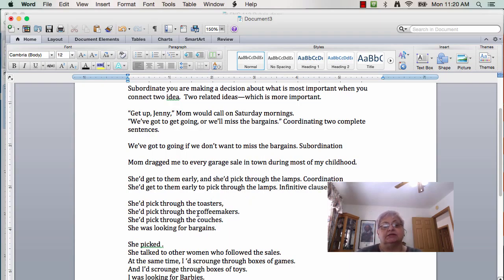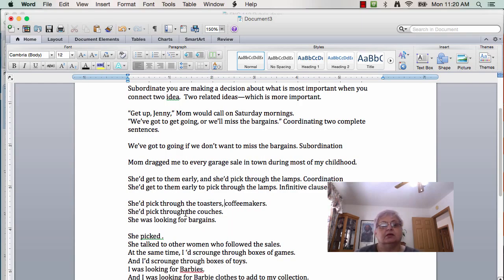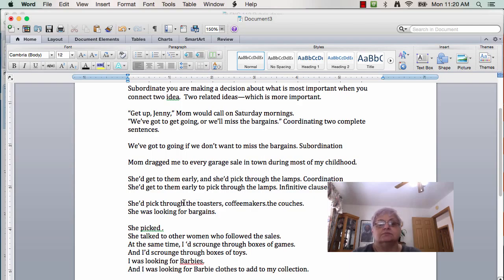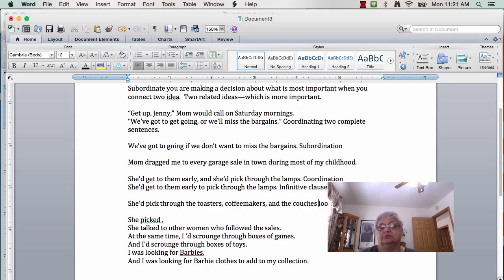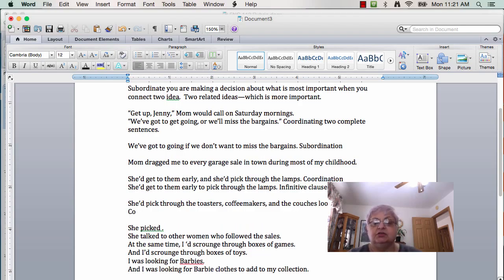Now this one's really easy. She'd pick through the toasters, and the couches. Notice it's three we're adding together. They're all of equal importance. We have commas between all of them, even before the "and." And then we're going to just add the participle clause, "looking for bargains." So notice how I'm using coordination for the items that she's adding together, or the nouns.